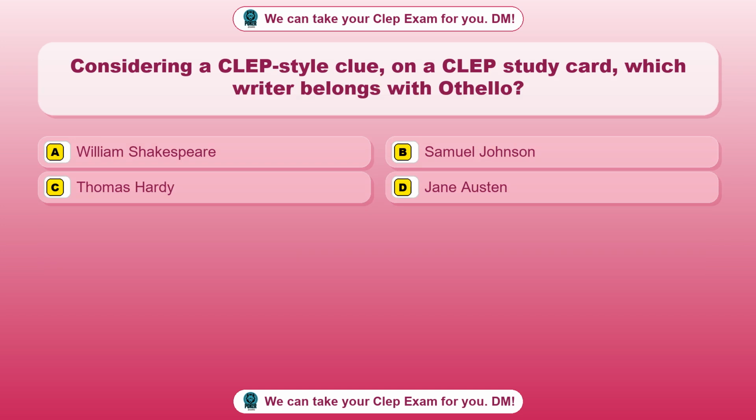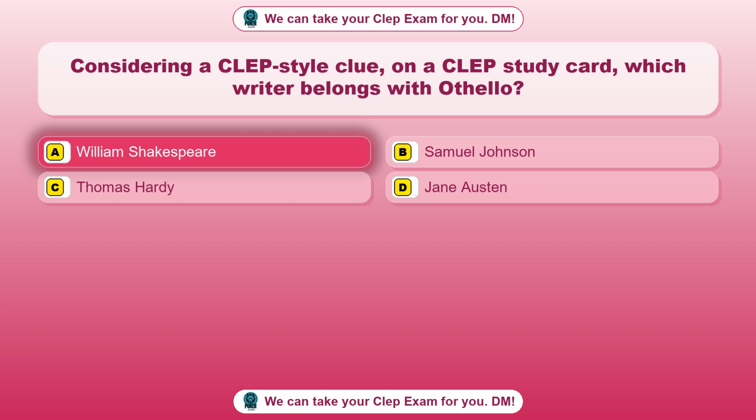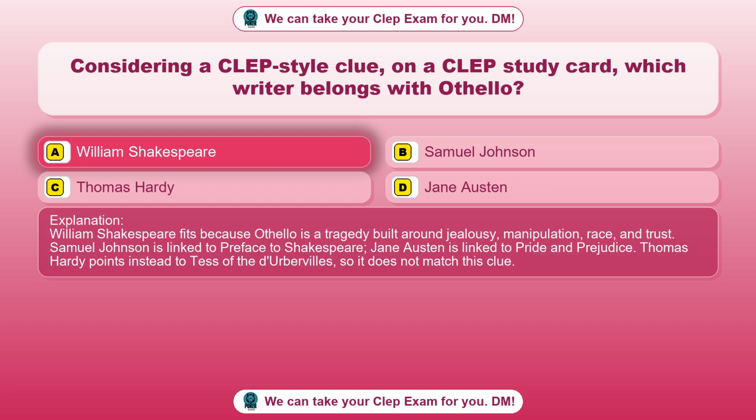Question 10. Considering a CLEP-style clue on a CLEP study card, which writer belongs with Othello? Option A. William Shakespeare. Option B. Samuel Johnson. Option C. Thomas Hardy. Option D. Jane Austen. The correct answer is option A. William Shakespeare. William Shakespeare fits because Othello is a tragedy built around jealousy, manipulation, race, and trust.